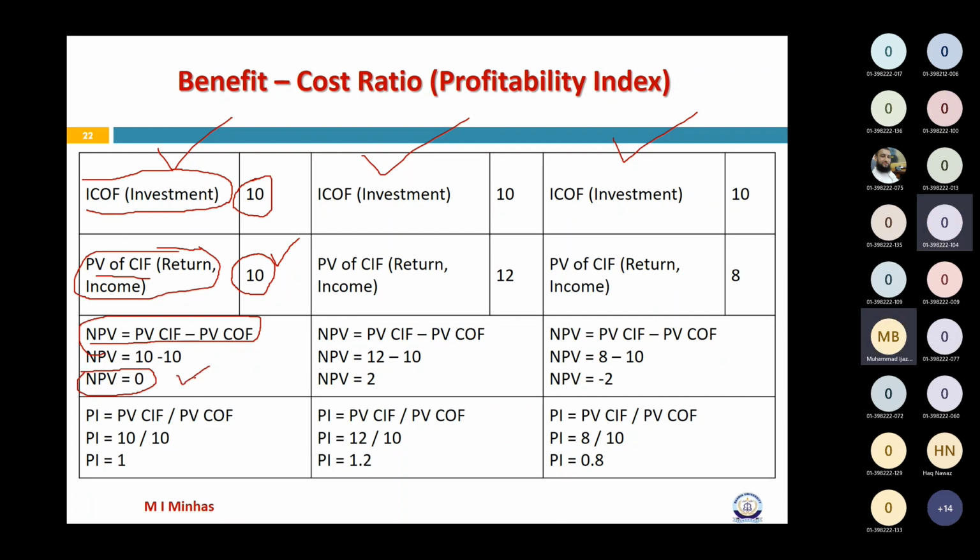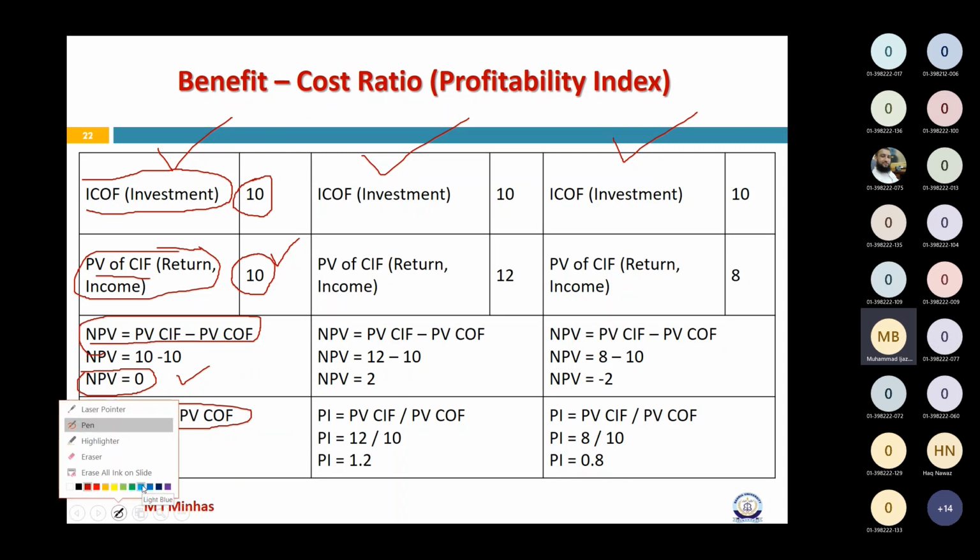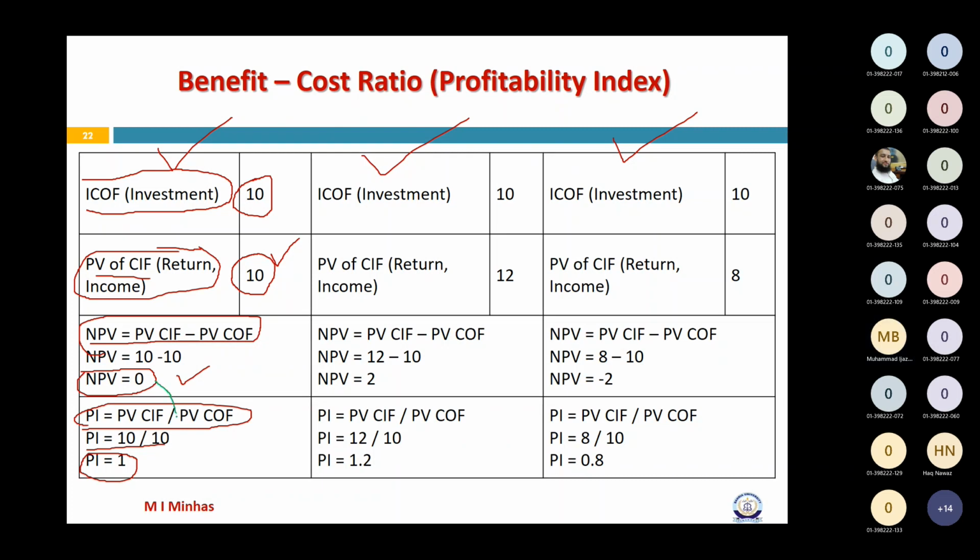But if I calculate its PI, it is the present value of cash inflows divided by the ICOF, right? In this case, it is 10 divided by 10, and the profitability index is 1. So NPV of 0 or profitability index of 1, they both mean the same thing. Correct? Yes, sir.